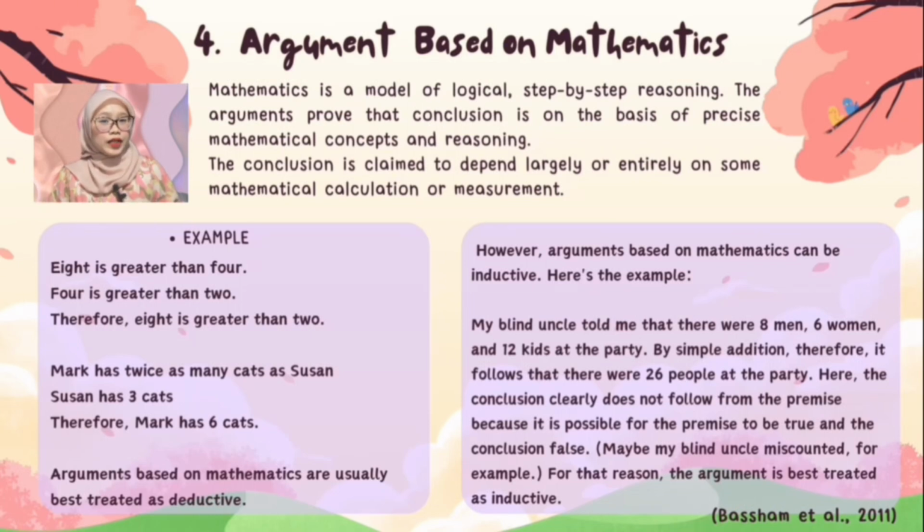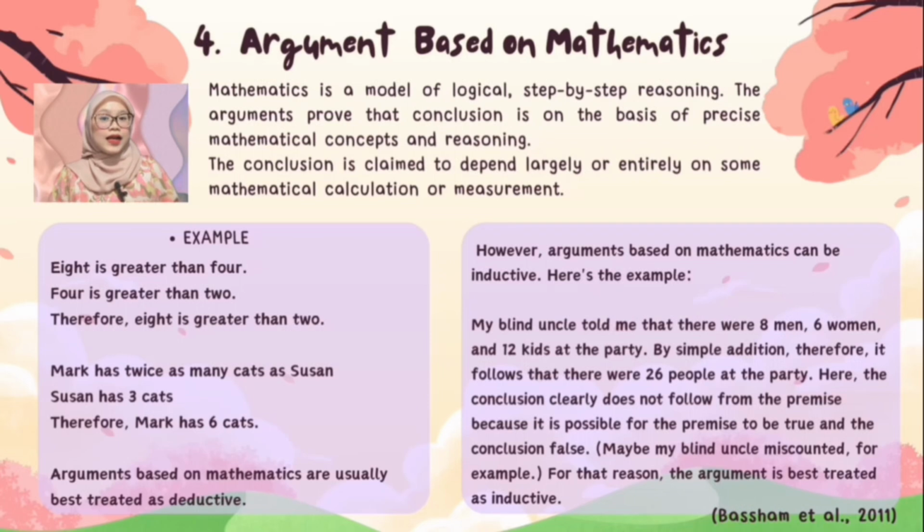8 is greater than 4. 4 is greater than 2. Therefore, 8 is greater than 2. Do you guys understand it? It's okay. I will give you a clear picture. Let's take a look at the next example.